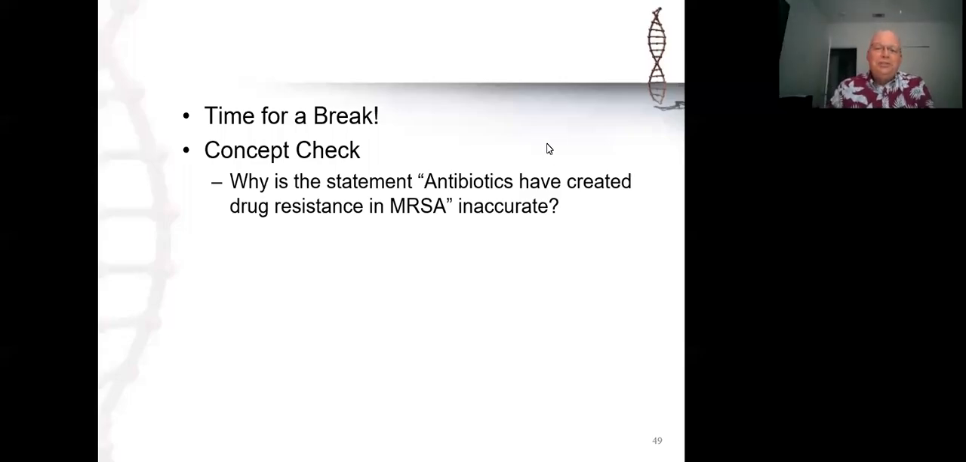So why is the statement antibiotics have created drug resistance in MRSA inaccurate? Remember, the drug resistance mutation has to be present prior to the antibiotic being present, not after. If there is no resistance mutation present, on exposure the antibiotics do what they're supposed to do, kill the bacteria. So the antibiotic can't trigger the drug resistance.